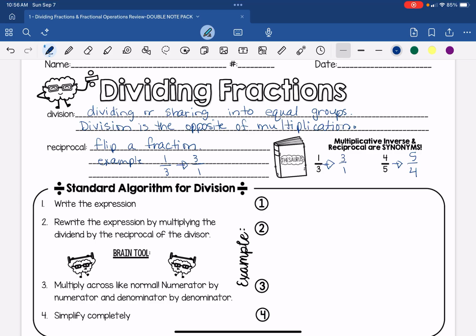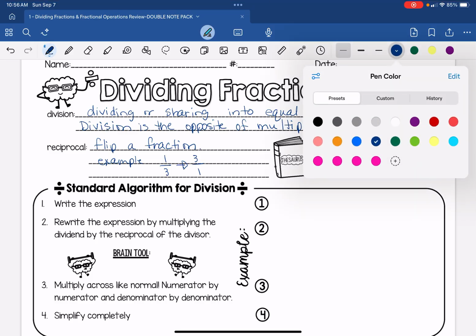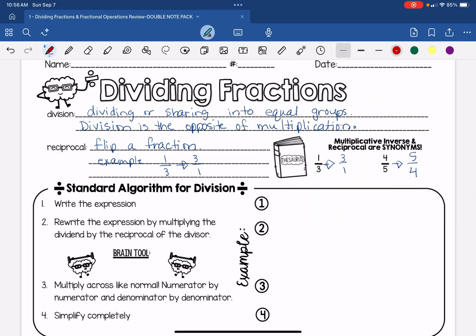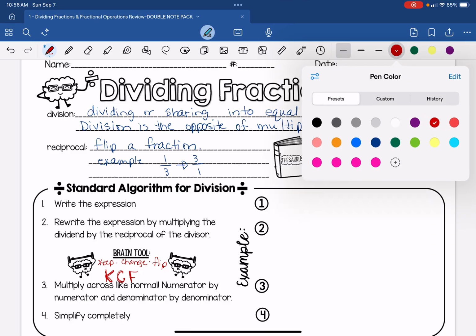And here is a tip that I'm sure you've learned before, but just to keep it fresh in your brain for division, we are going to keep, change, flip. This is the operation. This is the only time you use this. So keep, change, flip.